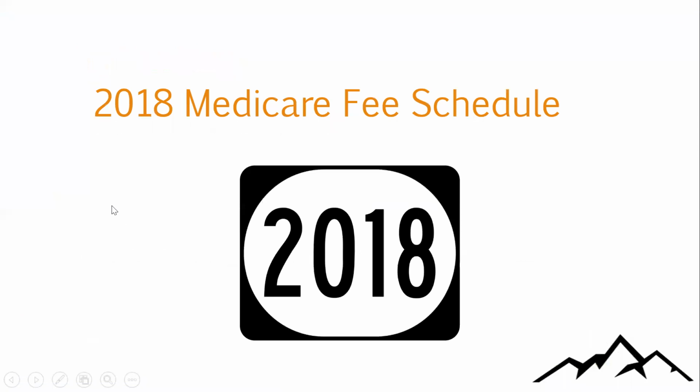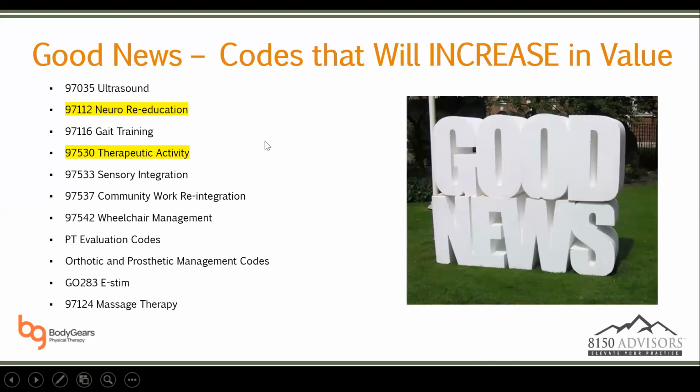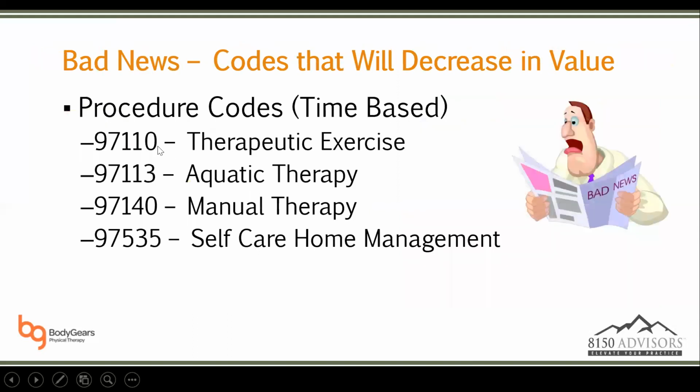All right, just a few words about the 2018 Medicare fee schedule. In the last couple of years, the therapy codes were reevaluated and revalued. And so there are some codes in 2018 for Medicare specifically that are going to increase in value. And so that's neuromuscular re-education and therapeutic activity specifically for you. And the rest of this list is also going up across the country. Bad news is TheraEx, aquatic therapy, manual therapy, and self-care home management are going down this year.